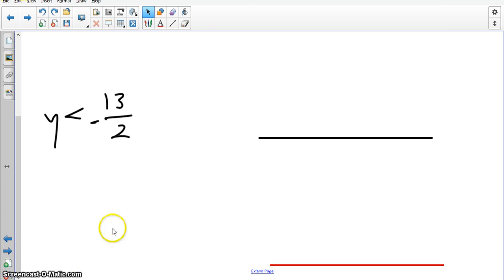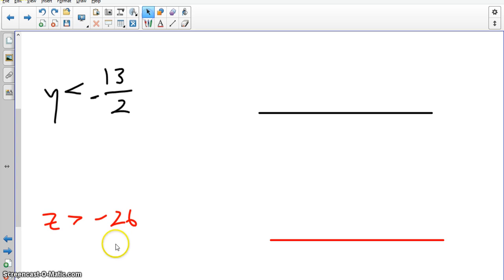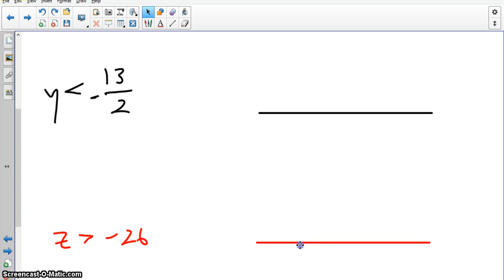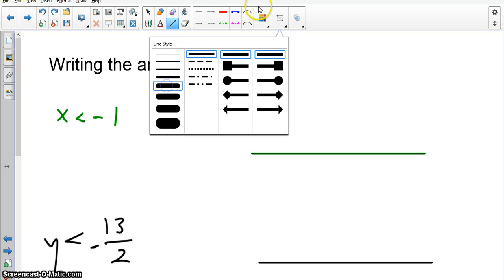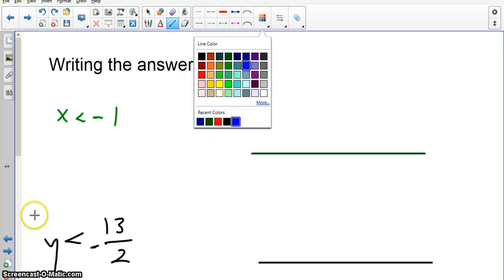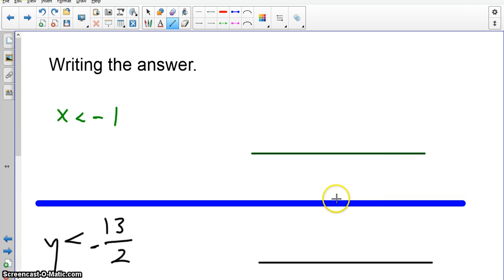Alright, so how do we write the answers? No big deal. There's basically 3 ways to communicate the answer. There's regular old with inequalities, which is already up there. Okay, 3 different problems. Let me separate them. So one way is with the inequality notation. One way is with the number line.